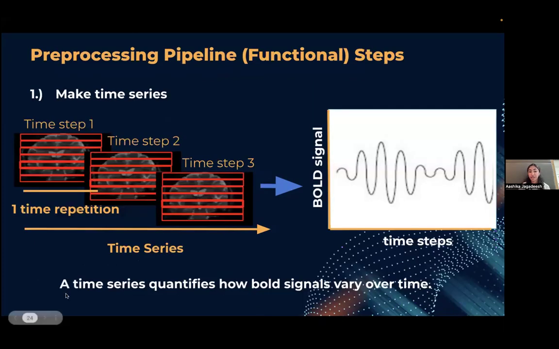The next part of fMRIPrep's pipeline is processing functional images. fMRIPrep examines how blood oxygen level dependent, or BOLD, signals change through different volumes, or 3D cross sections, of the brain to construct a time series. We use these time series to generate connectivity matrices, which we use later in our data analysis.